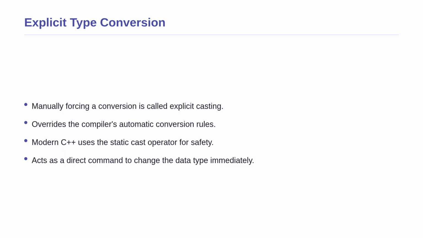Sometimes the automatic rules are not enough and you need to manually force a conversion. This is called explicit type conversion or casting. In modern C++ programming, we use a special safer operator called static cast. This is a highly visible way to convert types because it checks at compile time to ensure the conversion makes logical sense. You are giving a direct command to the computer, saying that you know exactly what you're doing and demanding that it changes the data type right now, regardless of the automatic rules.